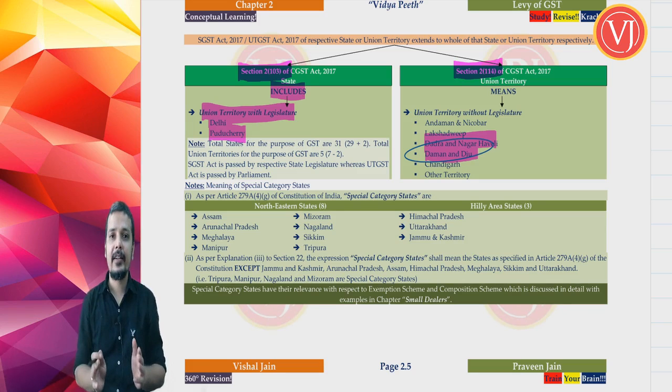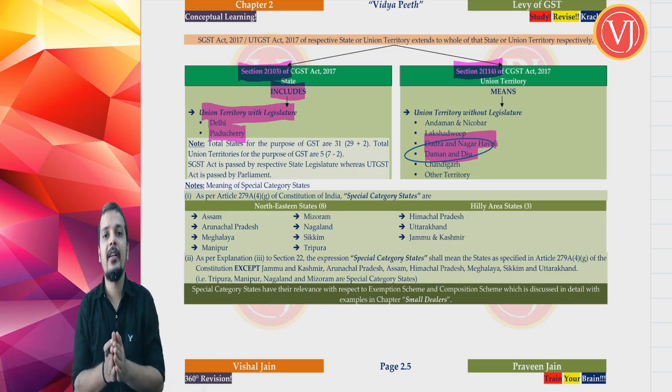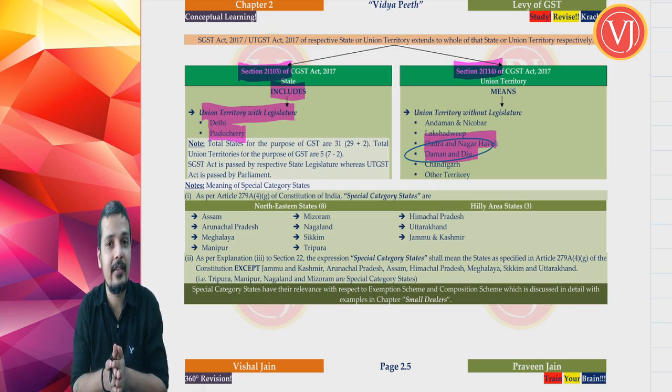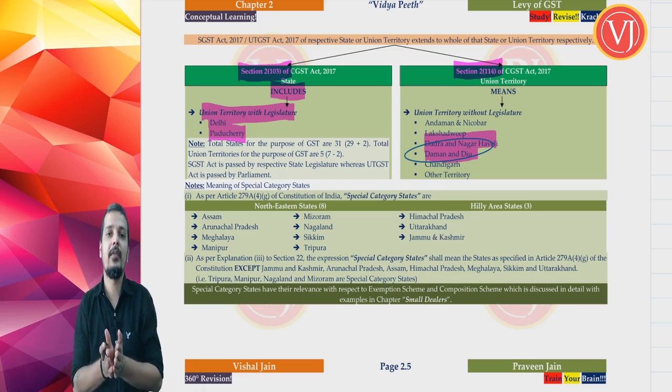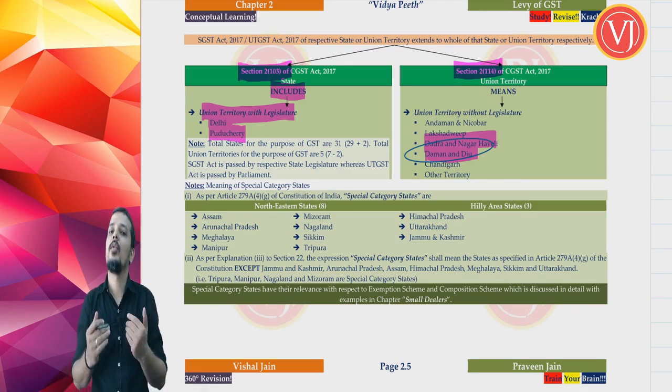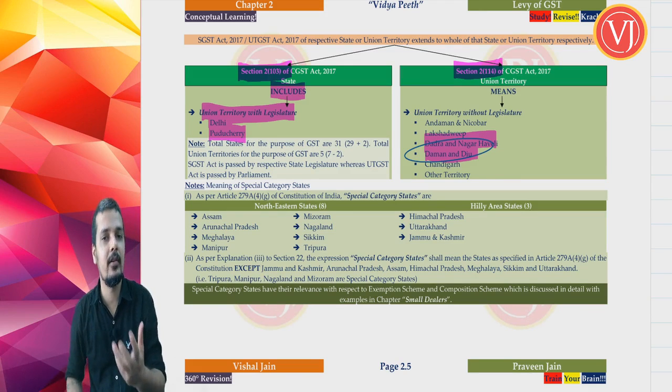I'll repeat it. Whether Jammu and Kashmir is a state now, the answer is no. It is no more a state. It has been divided into two union territories, one with legislature, one without legislature. So the clear-cut answer is no.